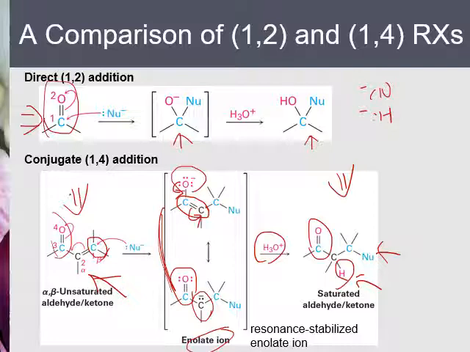However, the mechanism involves all 4 atoms: carbon 1, carbon 2, carbon 3, and oxygen 4. Therefore the reaction is called 1,4 addition. But the net result only involves the C=C double bond. The nucleophile adds to the beta carbon, and hydrogen adds to the alpha carbon.